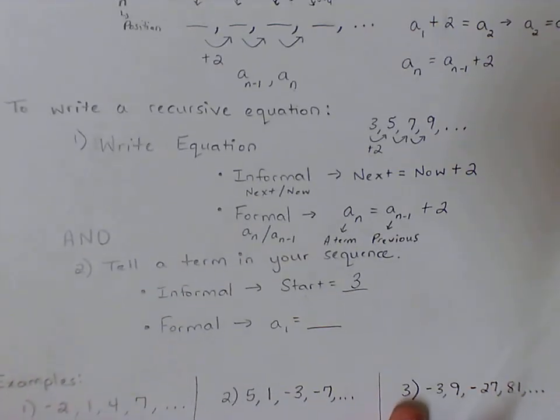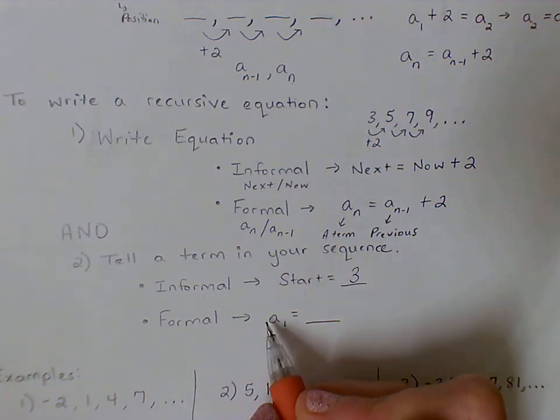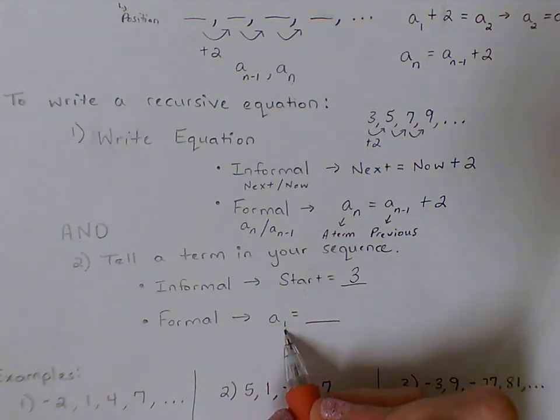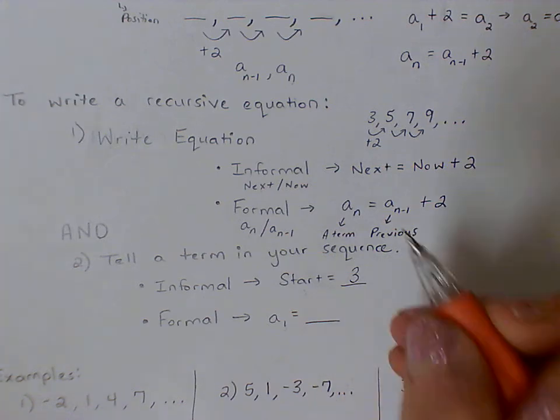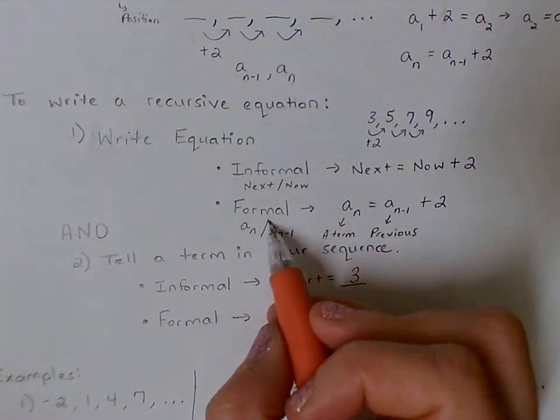So usually we'll tell our first term. You don't actually have to tell the first term. You just have to tell a term in your sequence. But usually they'll write the first term. So you would write down the a sub 1 term. The first term in your sequence would be 3. Okay, and so that would go with the formal way.